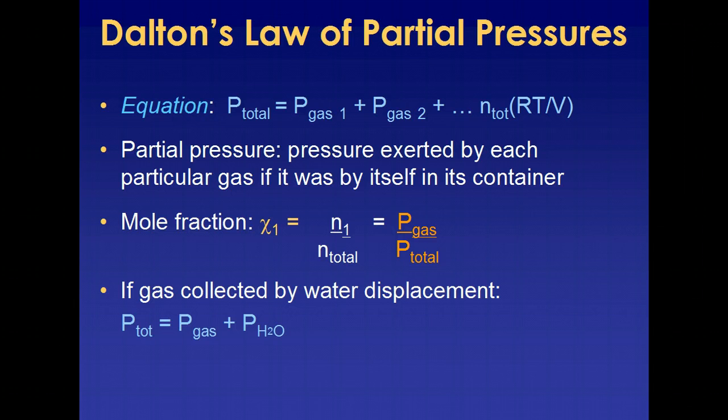As we did again in our ideal gas law lab, we collected our gas by water displacement, and water too has a pressure. So if you wanted to find the pressure of that gas, you would need to subtract from the atmospheric pressure, also called your total pressure, the vapor pressure of water.